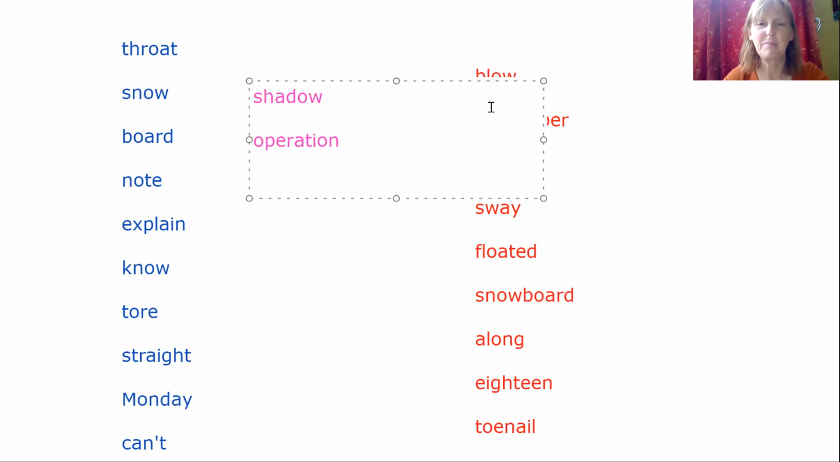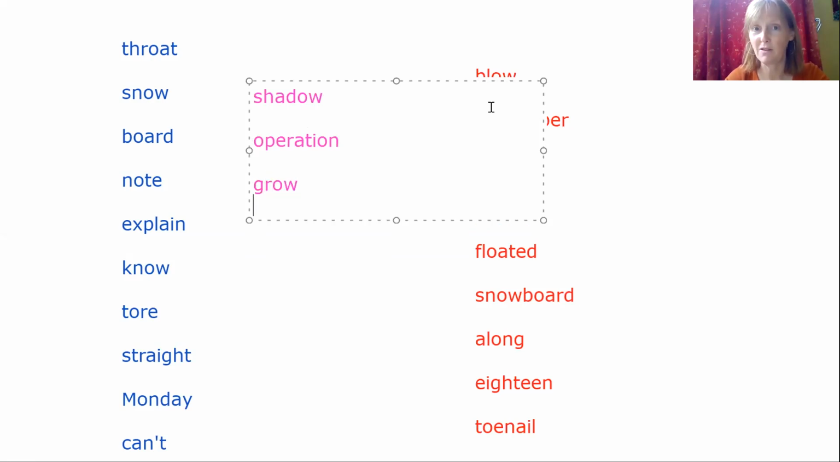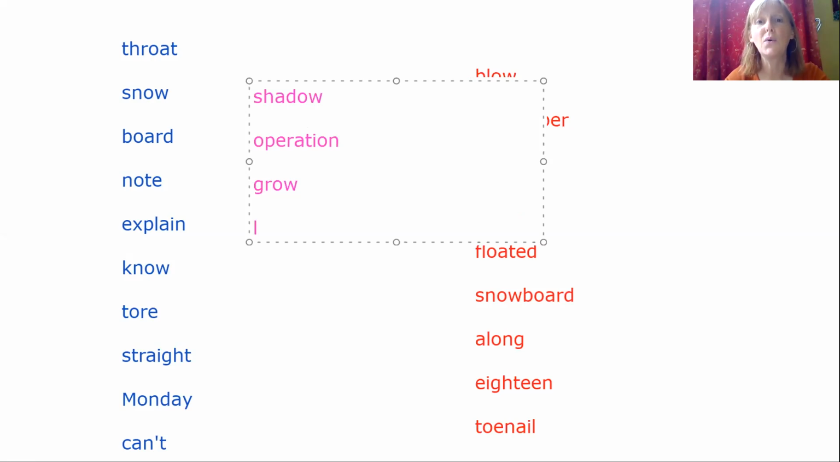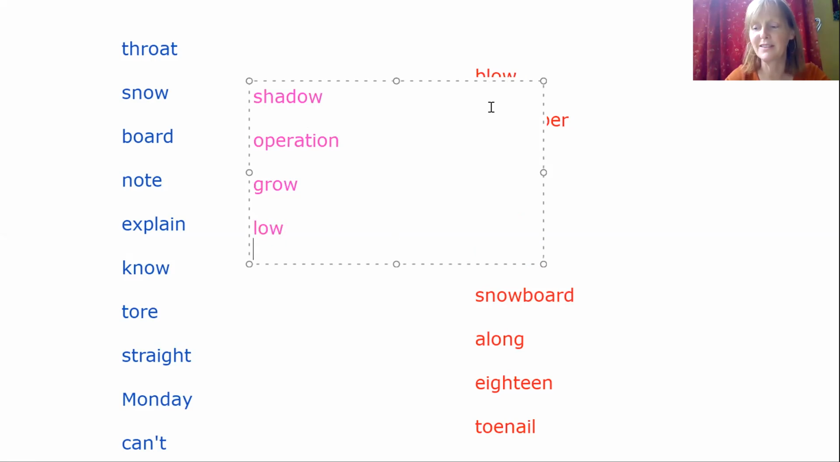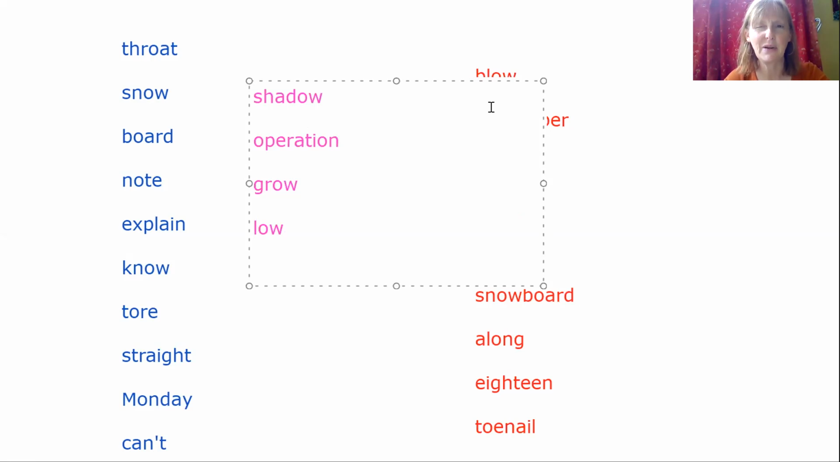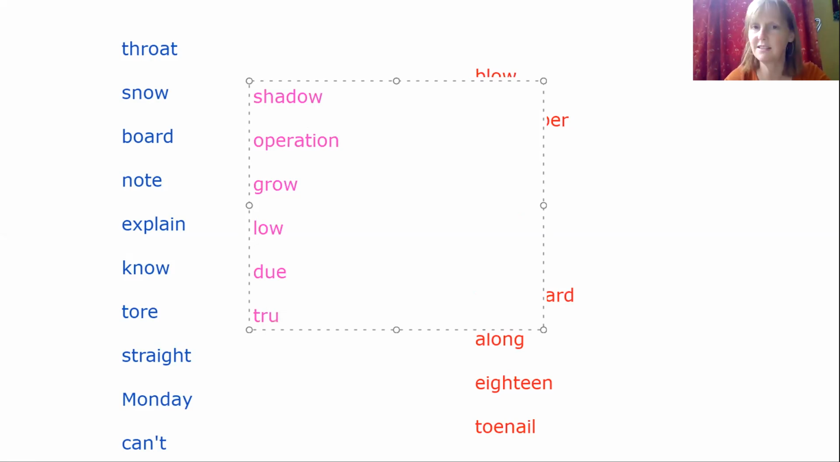And let's just do a couple of quick ones. Grow, G-R-O-W for the long O sound at the end. Low, L-O-W for the long O sound at the end. And then let's do a hard one. Due. The library book is due tomorrow. D-U-E. That is one you are just going to have to learn. That U-E makes that oo sound. There's a couple of ways to make it, including truth. Oo sound with just the U, T-R-U-T-H, truth.